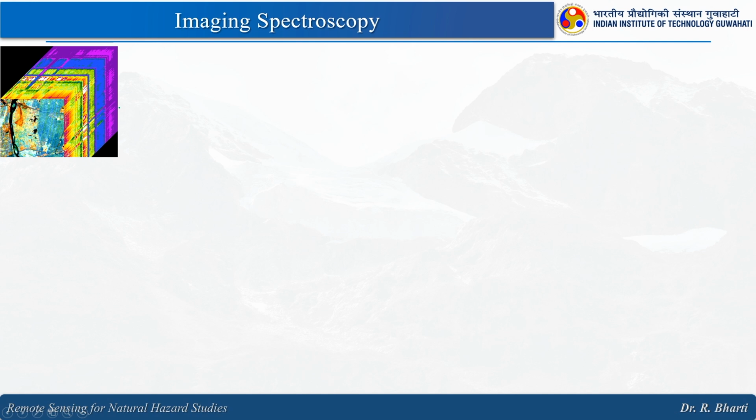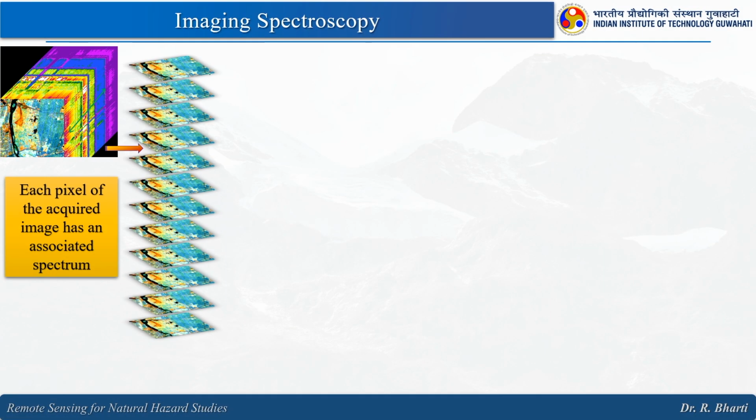So I hope you remember hyperspectral remote sensing. The basic definition was we should have contiguous bands, the number of bands should be more, and the bandwidth should be very narrow, right. So with that, we try to generate the spectra of each pixel. Each pixel of the acquired image has an associated spectrum. That means for each pixel, we will have associated spectra, right. So this spectra will help you to analyze and gain the composition information about the target material.